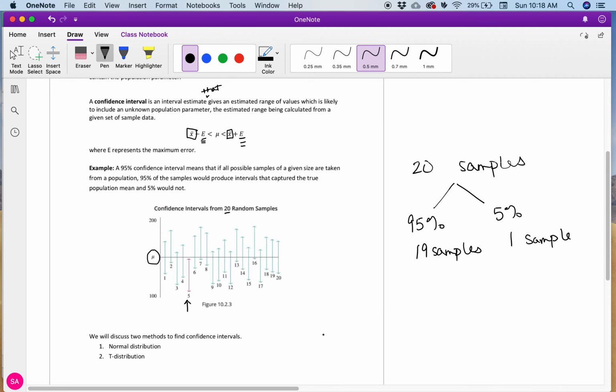All right. There are going to be two different ways that we can calculate confidence intervals. We're going to be talking about the normal distribution as well as the t-distribution, which is something new that we haven't discussed yet. But we will talk about that in a future video.